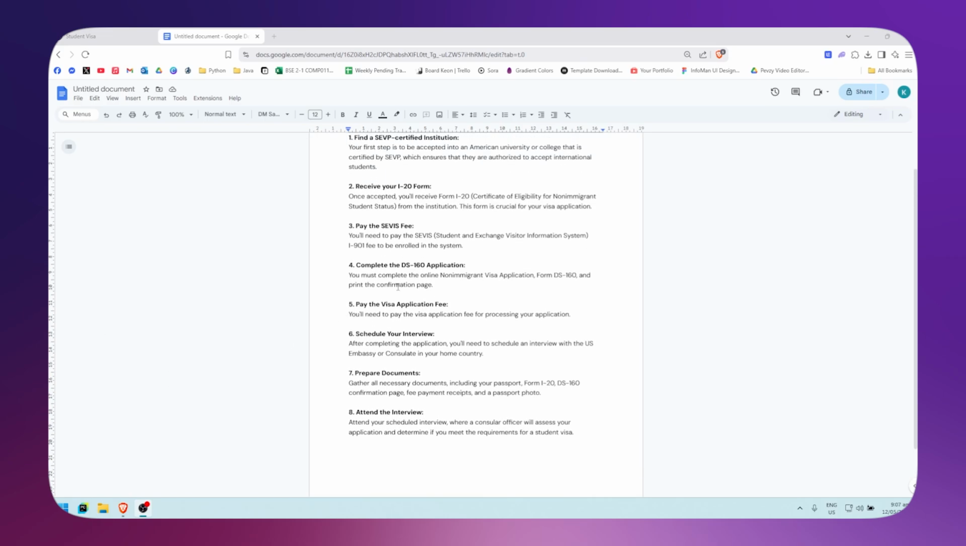And next is to complete the DS-160 application. You must complete the online non-immigrant visa application, Form DS-160, and print the confirmation page. And next is to pay the visa application fee. You'll need to pay the visa application fee for processing your application.